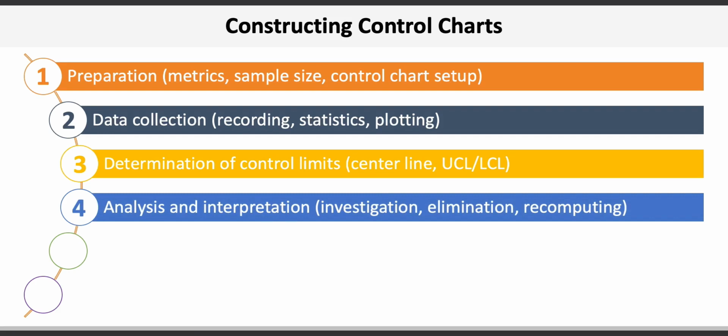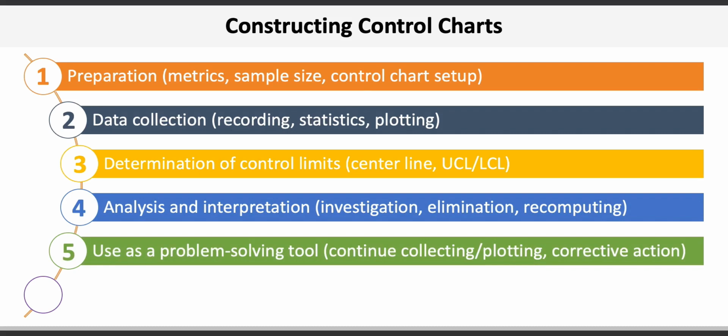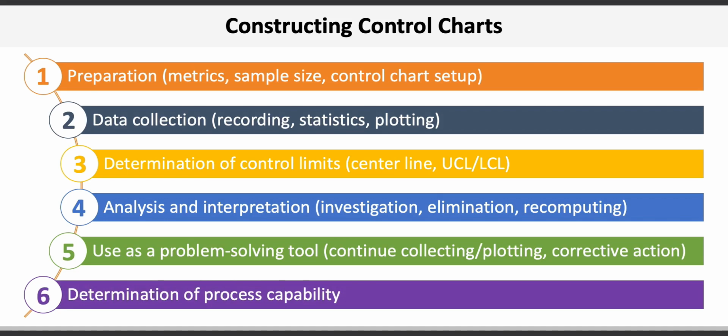Here we look for assignable cause variation, investigate out-of-control conditions, and eliminate data if necessary and recompute the control limits. Step 5 involves using SPC as a problem-solving tool by continuously collecting and plotting data, identifying out-of-control conditions, and taking corrective action. Finally, Step 6 involves determination of process capability using control chart data.